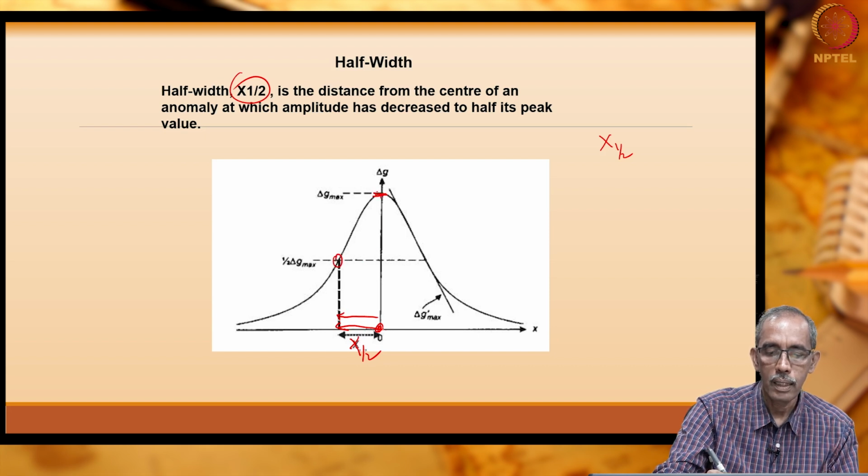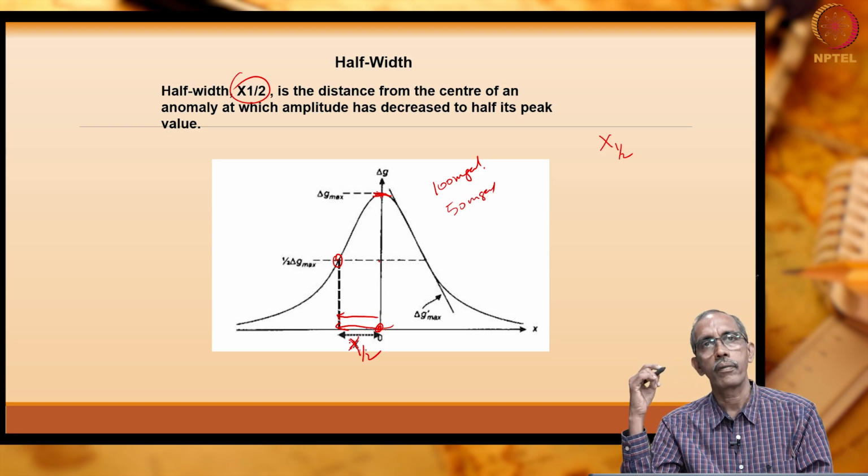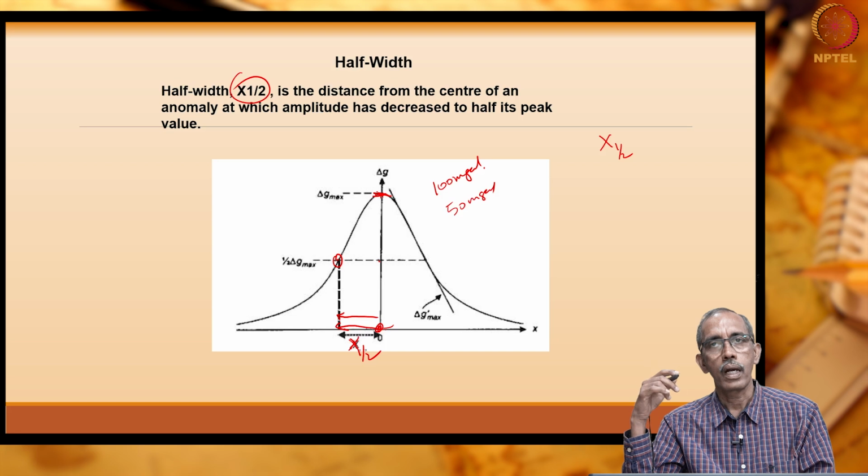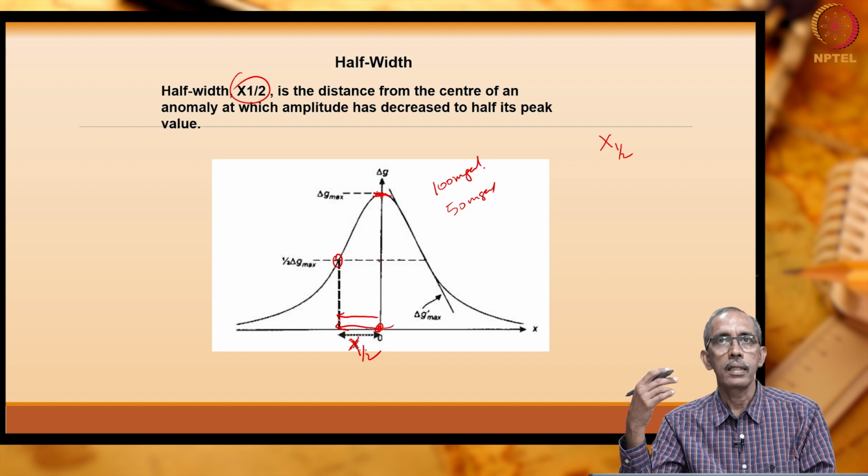Let us say the maximum anomaly delta G is 100 milligal. We have to find out at what distance the anomaly reduces to 50 milligal. That distance is known as x half. So, I repeat, x half is the distance from the center of the anomaly where the amplitude of anomaly decreases by half.